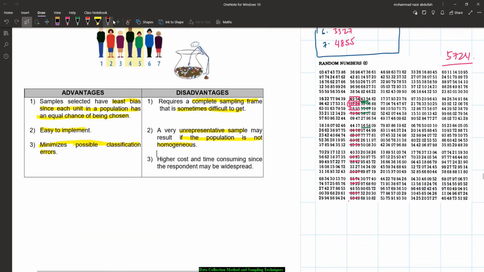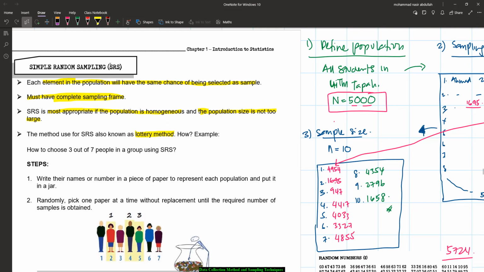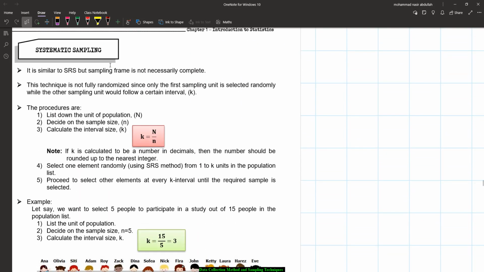Okay? So this is about simple random sampling. Any question before we proceed to the next topic, next method, right? So make sure you understand simple random sampling. So next we go to systematic sampling techniques.